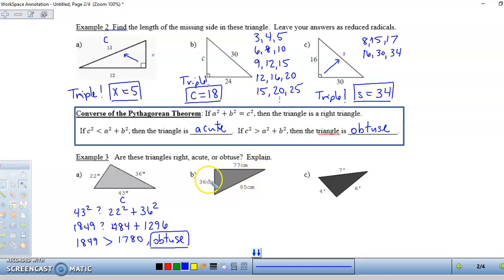And the next one here, so again, you identify the biggest. So this is my C, and I set up 85 squared. I'm going to figure out how they're related. And then I have 77 squared plus 36 squared. So pause and try to figure out that relationship. Okay, welcome back. So you have 85 squared is 7225, so 7,225. And then 77 squared plus the 36 squared is also 7225.